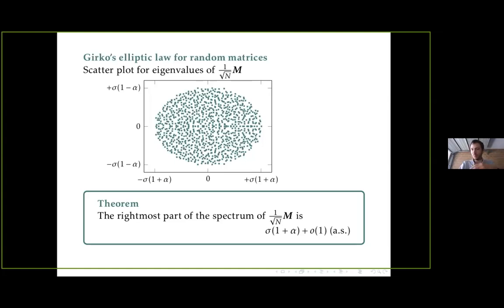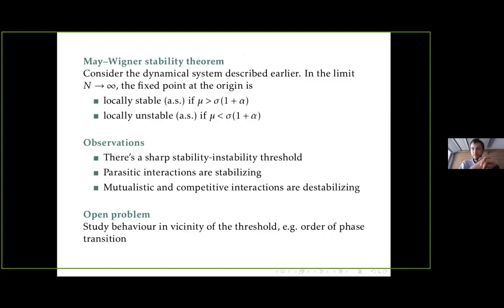Okay. If we put that result back in what we already know about stability, then we get what is sometimes referred to as the May-Wigner stability theorem, even though Wigner really didn't have anything to do with it. So we consider this system that we described before, then in the limit of large N, the fixed point at the origin is locally stable, almost surely, if mu is bigger than this threshold that depends on sigma and 1 plus alpha, and is locally unstable, almost surely, if mu is less than the same threshold here.